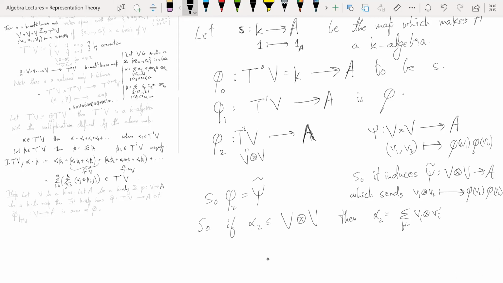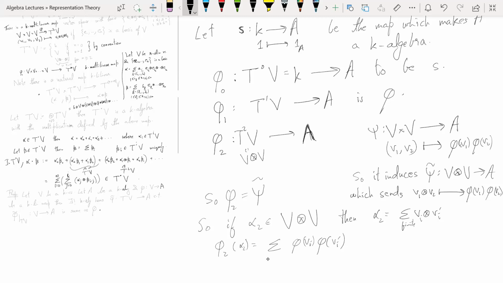This is finite, so there are only finitely many terms in this sum. Our typical element here in T2V looks like this. Then phi2 of alpha, which is the same as C tilde of phi2 of alpha 2, looks like the sum of phi of Vi times phi of Vi prime. Okay, so this is how phi2 is defined.